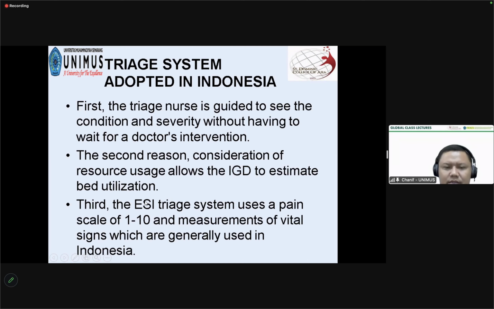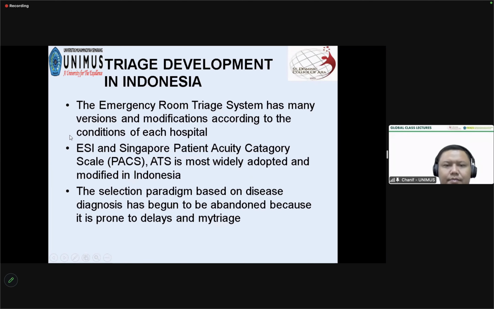The third one is that the Emergency Severity Index uses a band scale. So with the band scale, if the patient has a score of more than 7, we give the level 2.